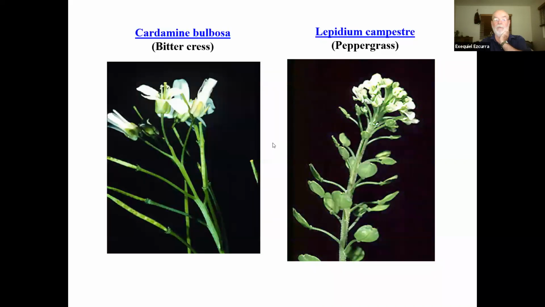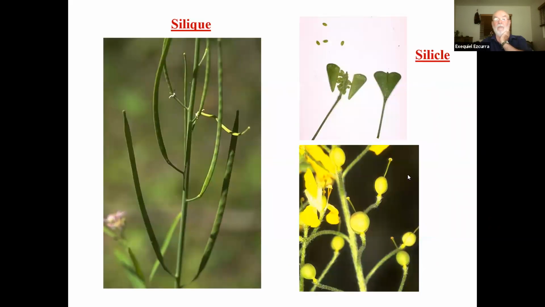Some plants that are common in the California flora are the Cardamine bulbosa, the bittercress, and Lepidium campestre, the peppergrass. Look at the peppergrass, how the silique looks round, right? This is a silicle. Instead of being elongated, they turn into a round structure when they become fertilized.